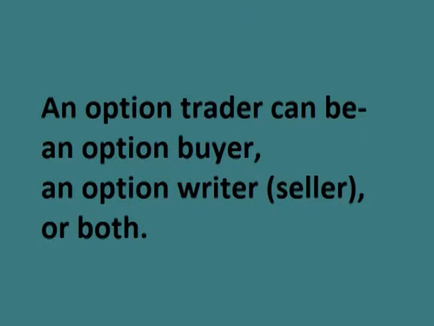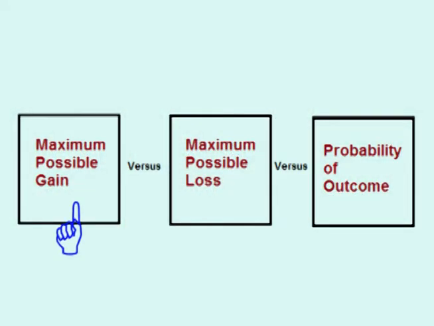It is important to remember that because a trader can either buy or sell a put option, and a trader can either buy or sell a call option, the pricing of options is necessarily based on probability of outcome. Therefore, the ratio of the maximum possible profit versus the maximum possible loss is directly proportional to the probability of the trade making money.